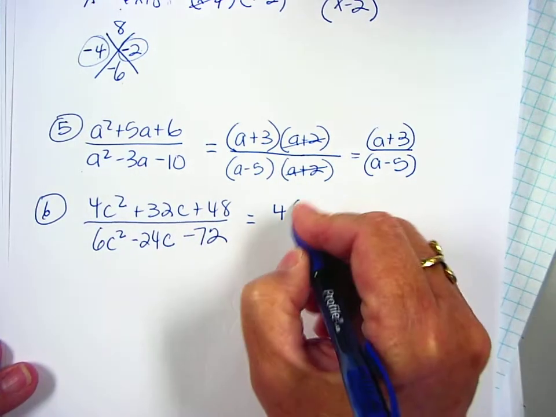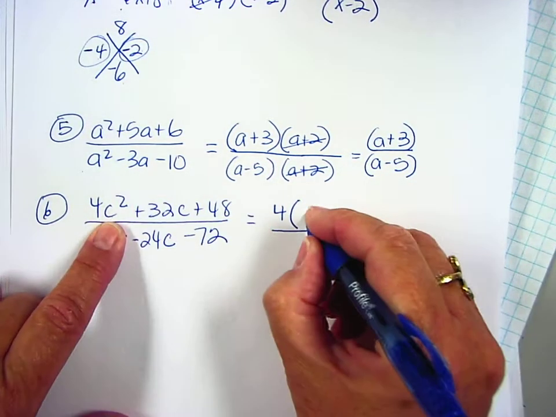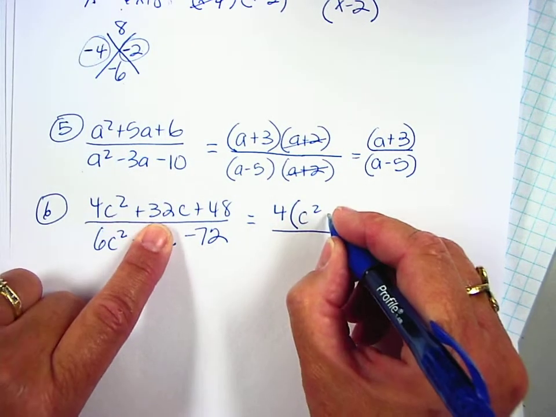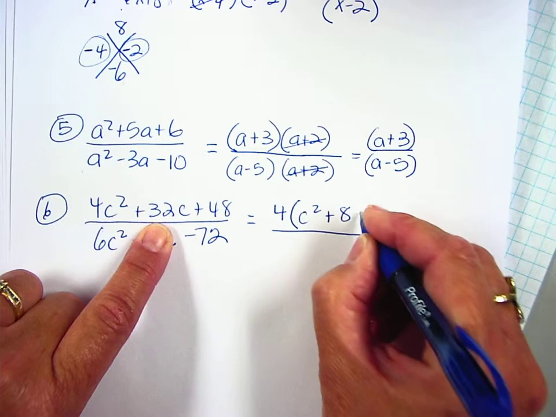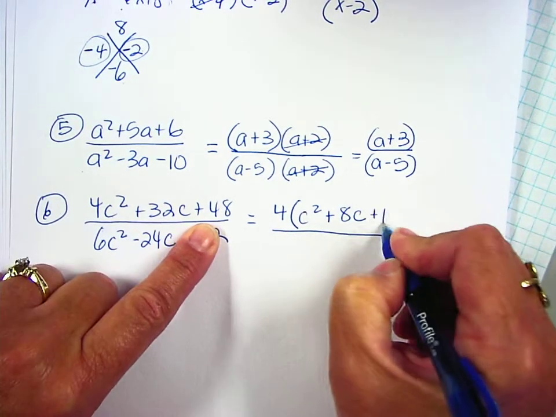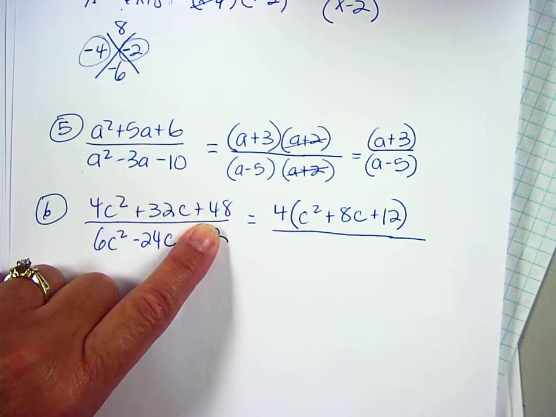Nope. 4 times what? Let's see, 4 times c squared is 4c squared. 4 times 8c is 32c, and 4 times 12 is 48. Let's finish factoring.